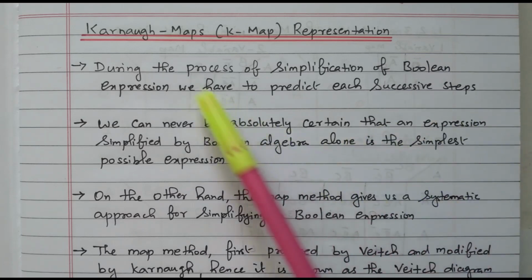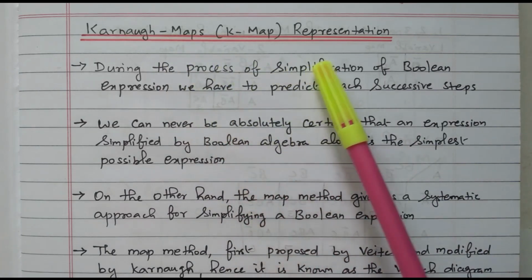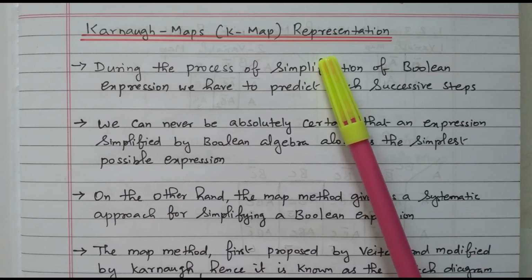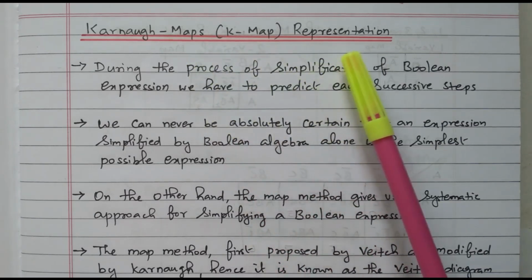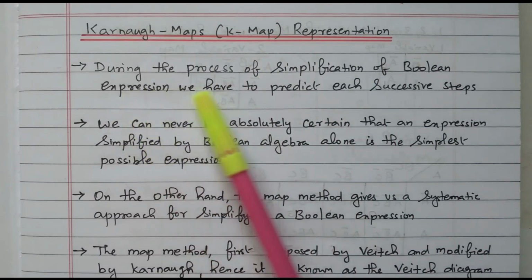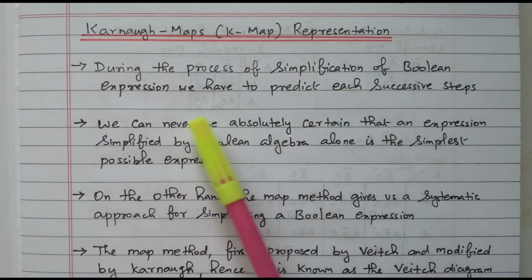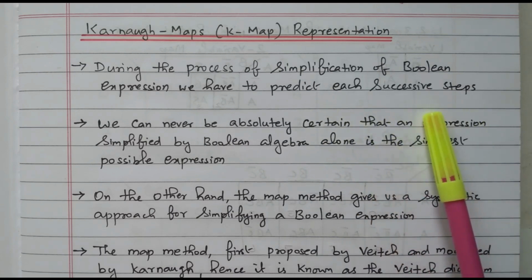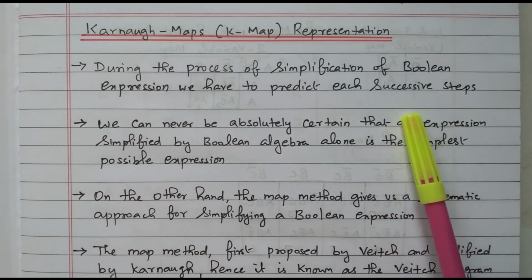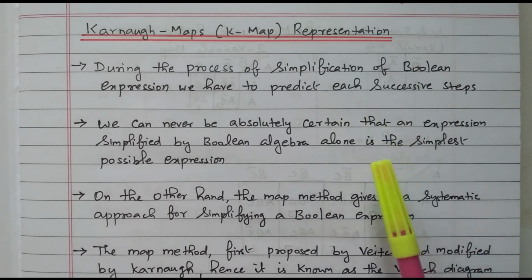Now we will go to the topic K-map, Karnaugh map. It is used to simplify the Boolean expression. In order to implement with logic gates, the given Boolean expression is simplified by the K-map method. During the process of simplification of a Boolean expression, we have to predict each successive step. So while simplifying, we need to concentrate on each successive step.